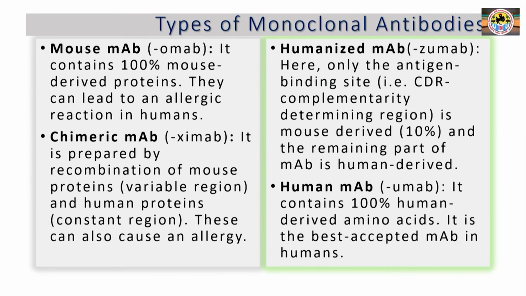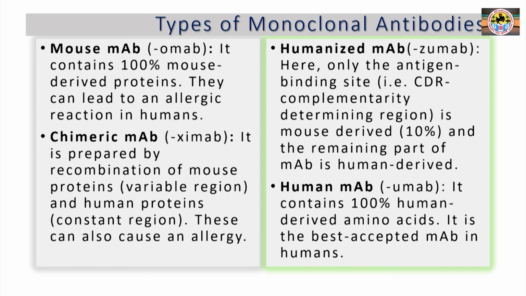Now, this slide is showing mouse monoclonal antibody, chimeric monoclonal antibody, humanized monoclonal antibody, or human monoclonal antibody. By showing this slide, you can understand there are 4 types of antibodies shown. What are mouse antibodies? Here the term indicating "omab" is very important because it is used in the classification of the monoclonal antibody.